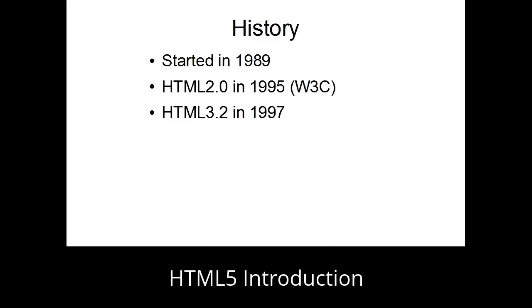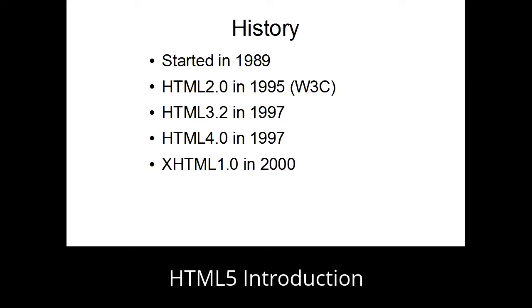So then came HTML 3.2 in January 97, 4.0 in December 97. Then they moved a little bit away from HTML and created XHTML. With HTML, I could do some coding in a very sloppy way. The browser will interpret and understand what I was coding and will display it anyway.